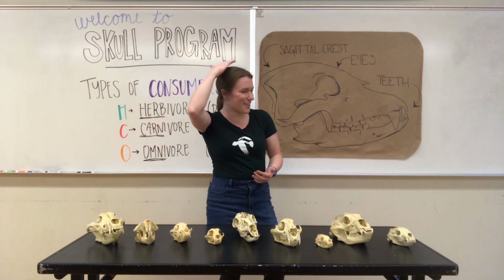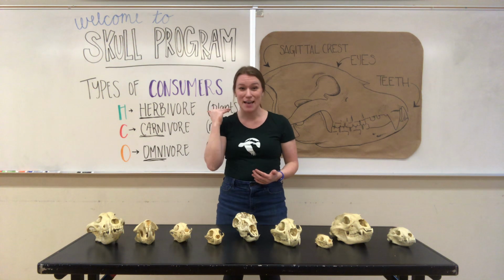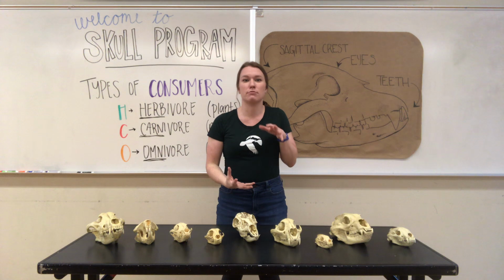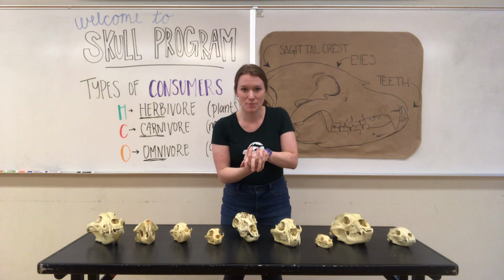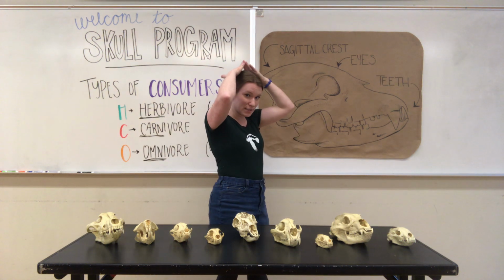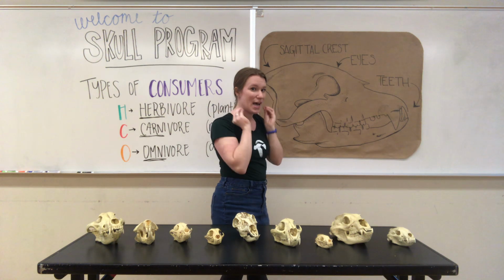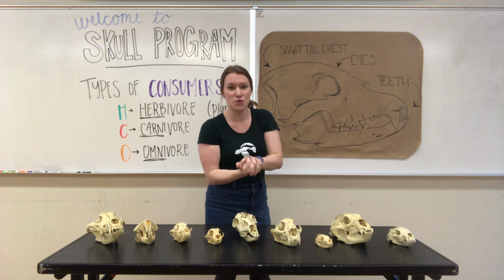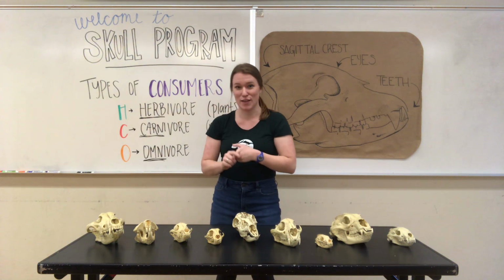Hopefully you don't. But if an animal does have a sagittal crest, that gives us a clue that they have a really strong bite. And that's because the sagittal crest is where those jaw muscles attach. And if they're attaching all the way at the top of the head, their bite is so strong. So that's another thing we're going to look for.